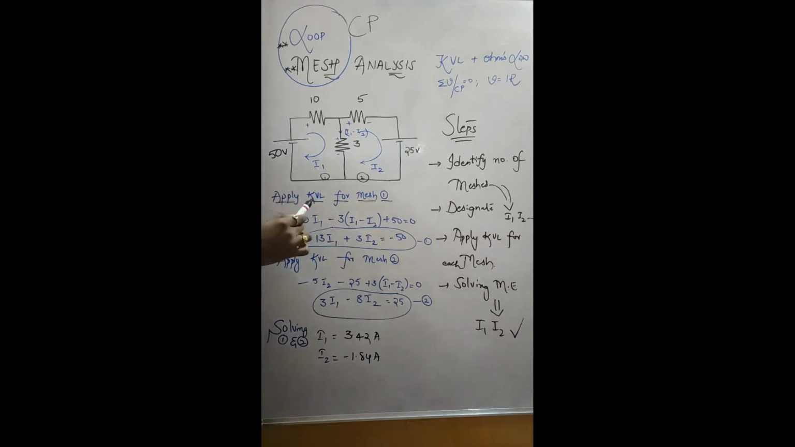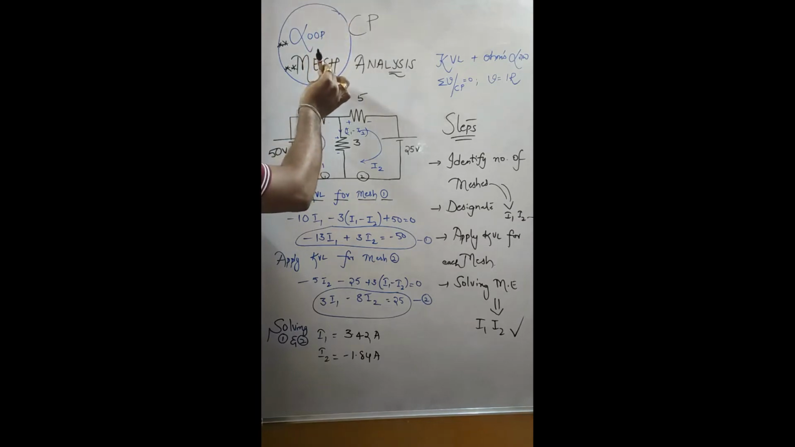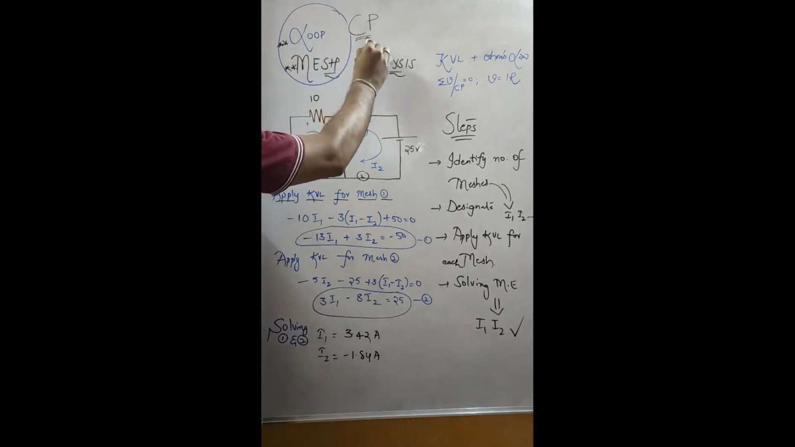But remember, this entire part is only a loop, but it does not come under the category of mesh. Mesh in the sense there is no other closed path inside that particular one. All loops may not be meshes, but all meshes are loops. Remember that. That's the only variation. But these two come under closed paths only.